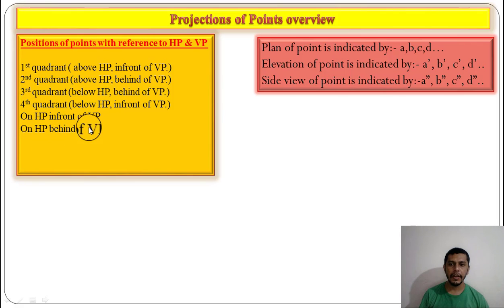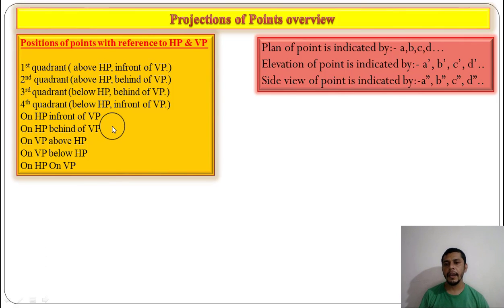That means a point is on the horizontal plane and it is behind the vertical plane. Then, on VP above HP, on VP below the horizontal plane, and on HP on VP. So we have these 9 different positions of the point with reference to HP and VP. If we have these positions, how can we derive the plan and elevation of the point?